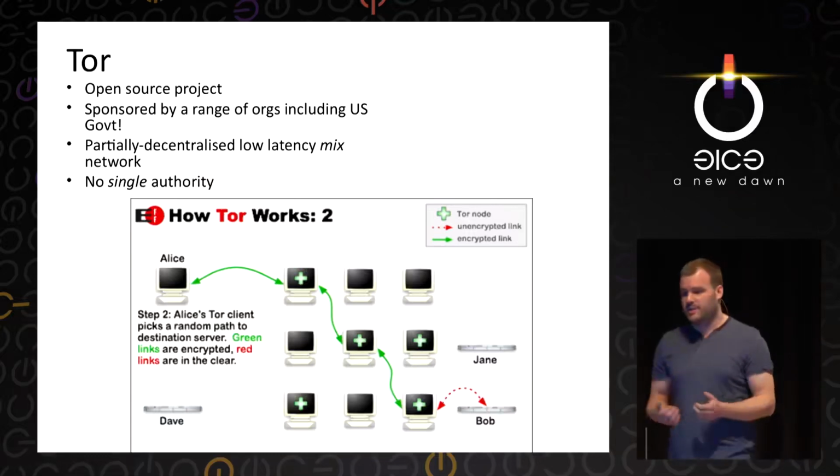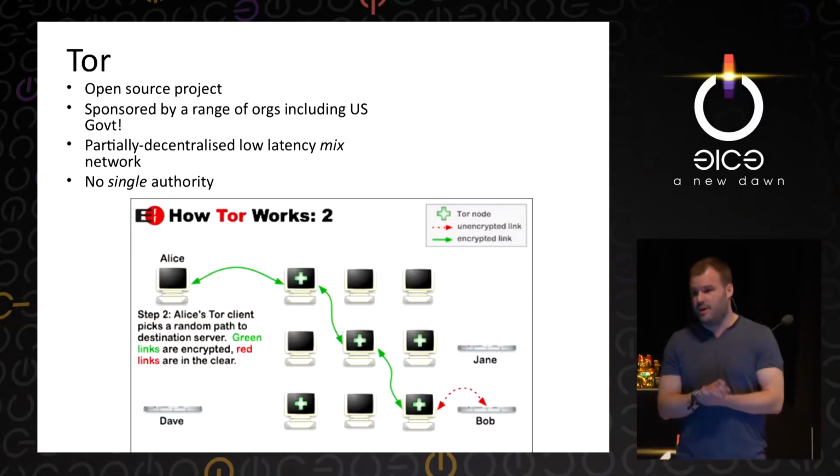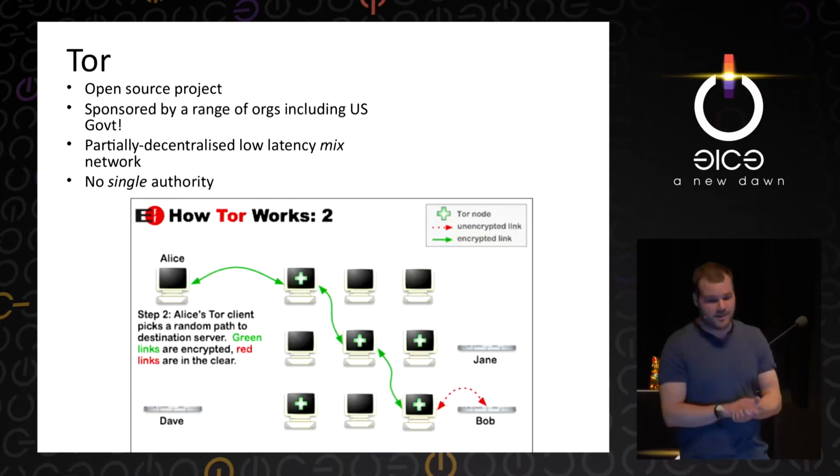So Tor tries to solve this problem by distributing the trust. Tor is an open source project, so you can go onto the Git repository, download the source code, and change it, improve it, submit patches, etc.